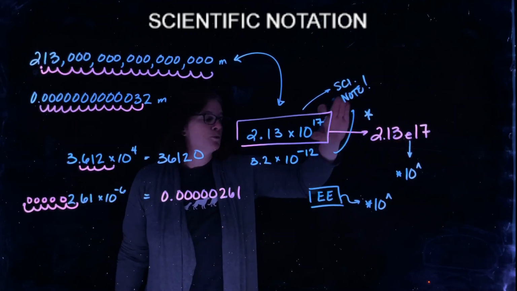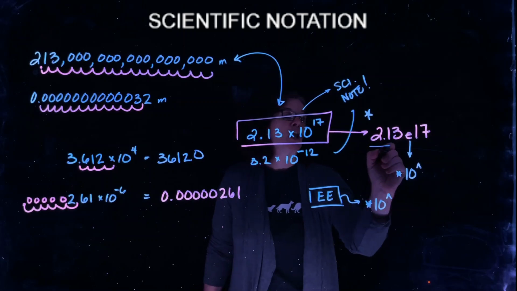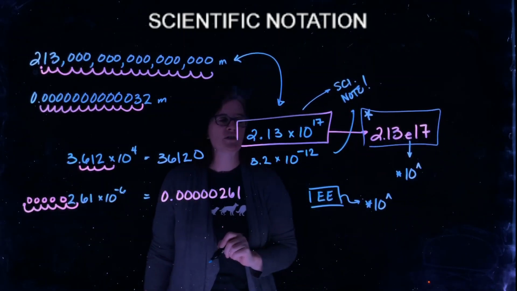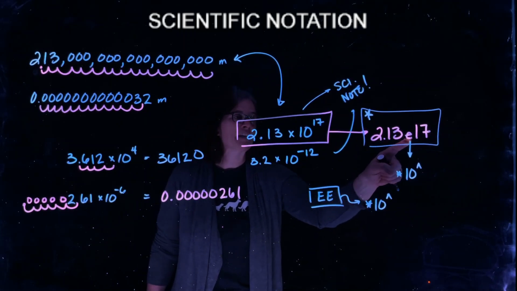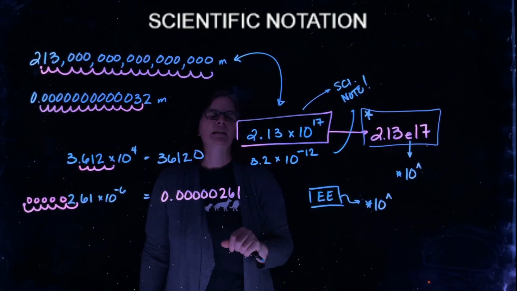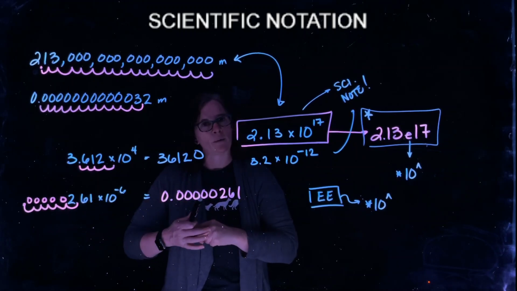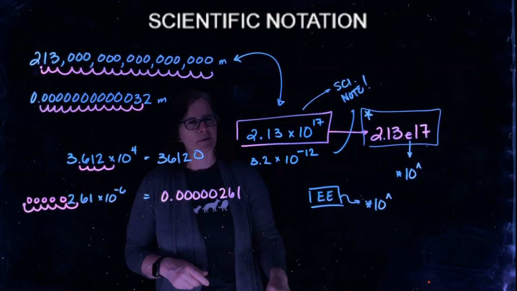This notation you will see a lot, so I want you to familiarize yourself with that. Lowercase e with the number means 2.13 times 10 to the 17th. And again, just really slick ways to show really big numbers and really, really small numbers.